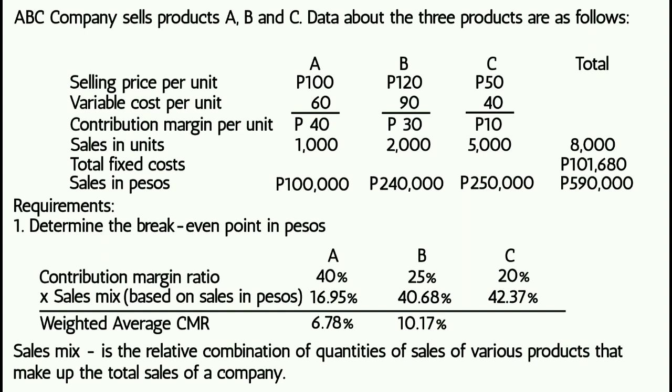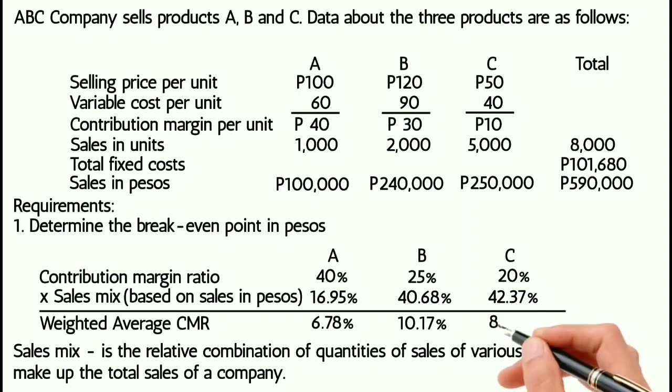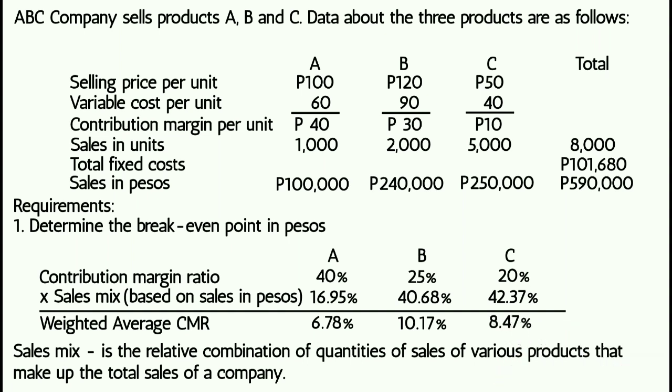20% times 42.37%, that is equal to 8.47%. I-add lang natin yung tatlo at yan na yung weighted average contribution margin ratio. 6.78% plus 10.17% plus 8.47%, that is equal to 25.42%.